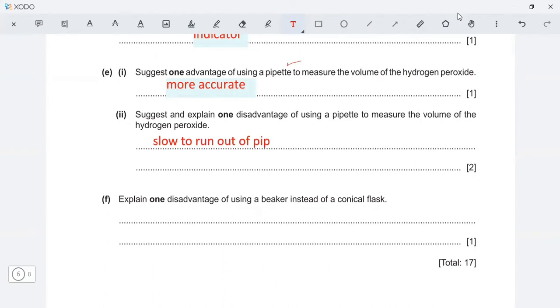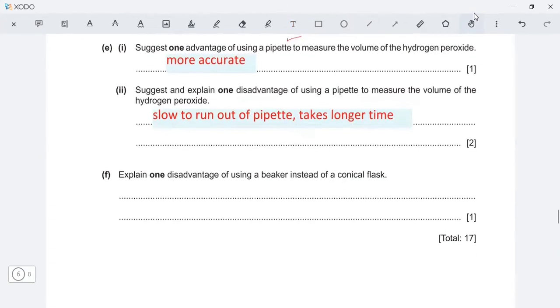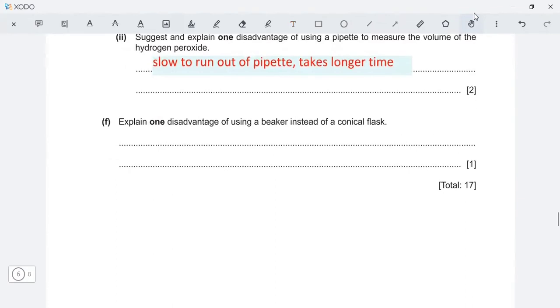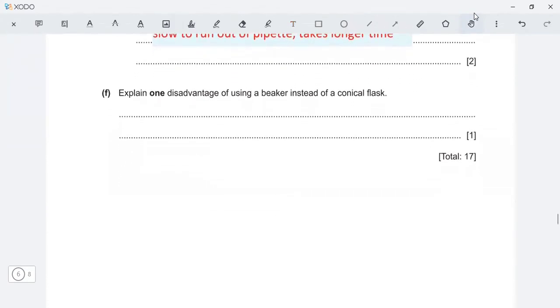Next one. Next point you can mention: it takes longer time. So these are the two disadvantages of using a pipette to measure the volume of hydrogen peroxide. Okay. F, explain one disadvantage of using a beaker instead of a conical flask.